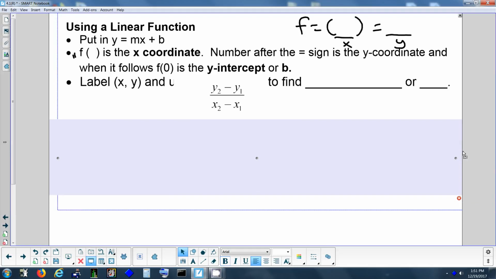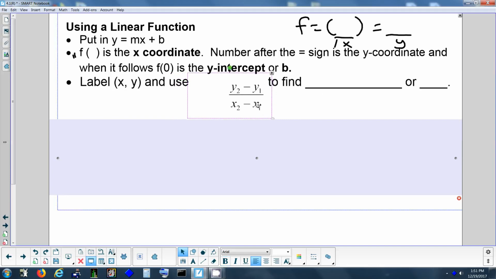So whatever's inside the parentheses will be your x. Whatever's outside will be your y. Right? We're writing a coordinate, we're just writing it in a different way. All right? So if you want to jot that down, guys, you can too.